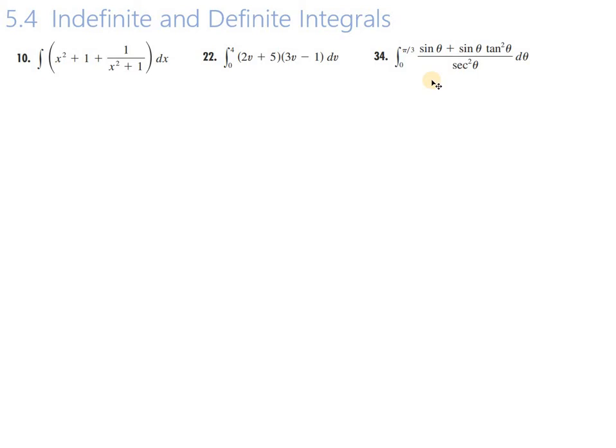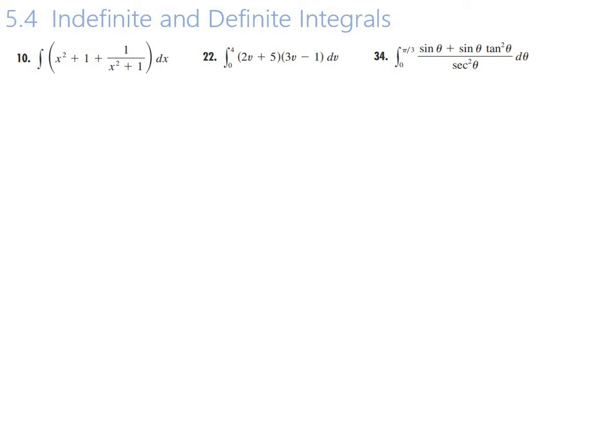Okay, let's take a look at a few examples from the even homework problems. They're similar to the odd ones that you're assigned. The first one is an indefinite integral. The second and third ones have limits like 0 and 4, or 0 and pi over 3, that we'll have to plug in at the end, but let's tackle number 10 first.